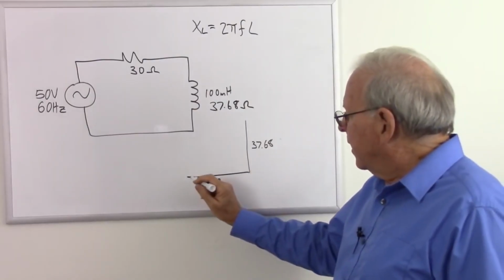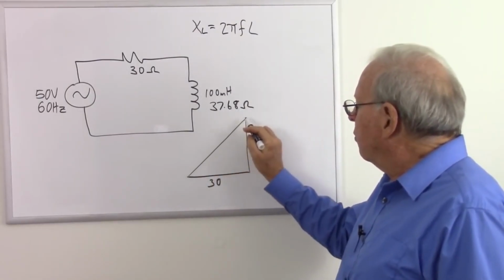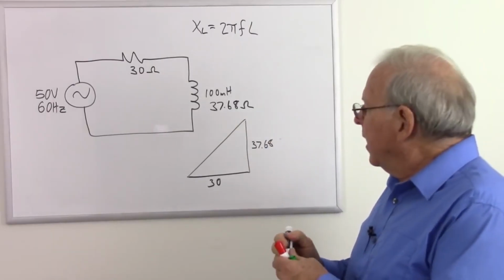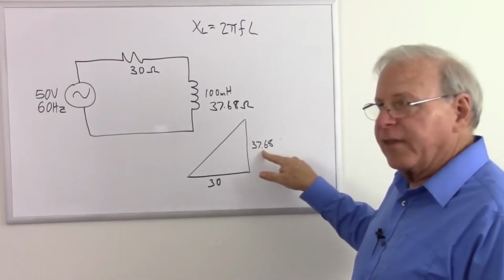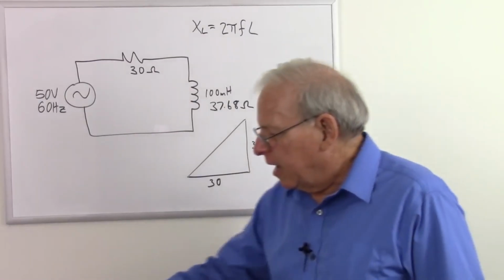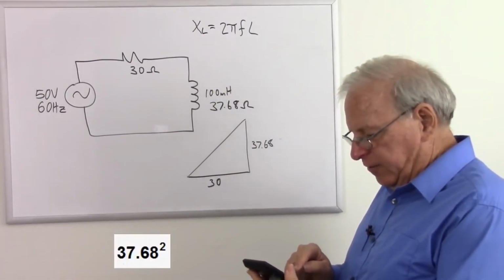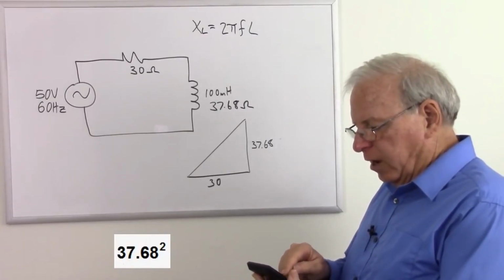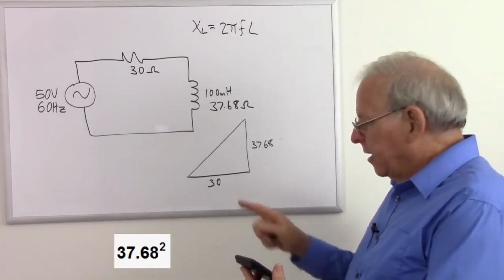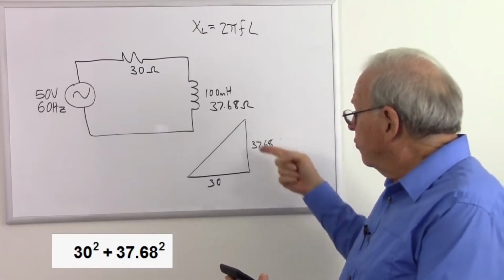So I just need to find out what the hypotenuse of this triangle is to know what the actual impedance is. And of course I use the Pythagorean theorem, which means I square this and square that, add them together, take the square root, and I get the answer. So what I need to do is take 37.68, and I'm going to square that, store it away. Now I'm going to take 30, square that, add it to the square of that.